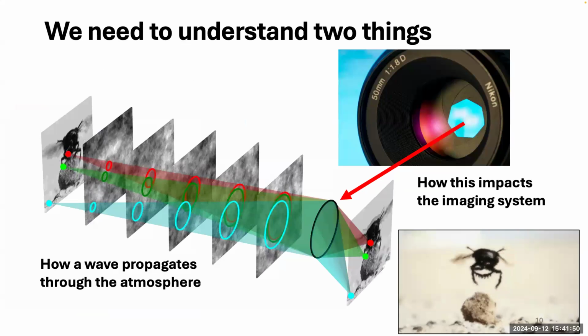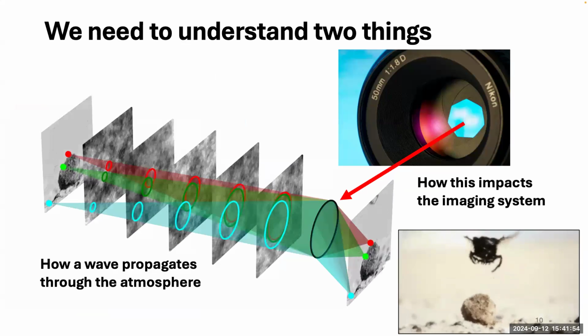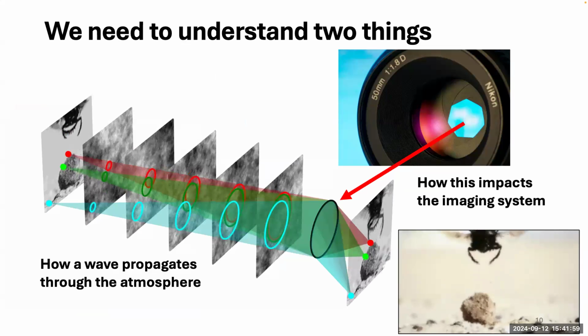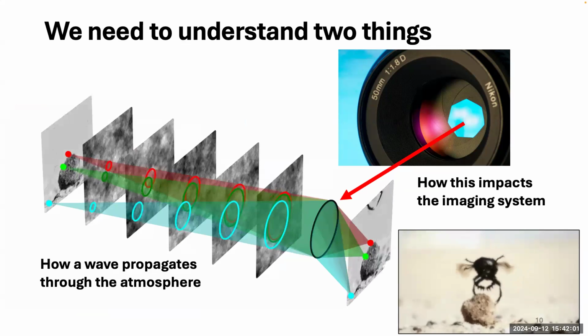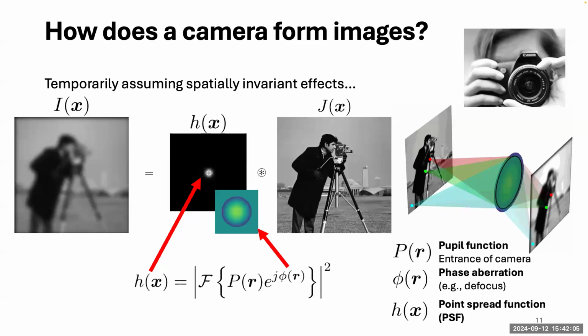Okay. So in order to understand this problem, the forward process, we basically need to understand 2 things. One is how does the wave propagate through the atmosphere? And the other is how does this impact an imaging system? Okay. So let's start with the camera thing first. Okay. So the way that we're going to model the camera is basically just a linear system. Okay.